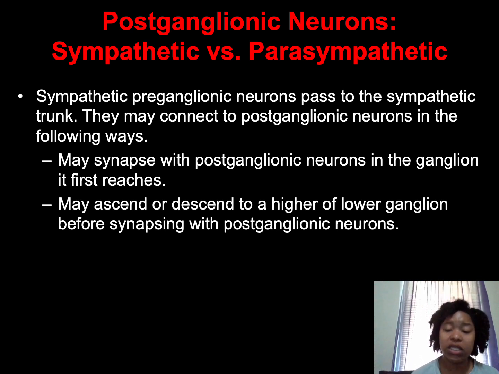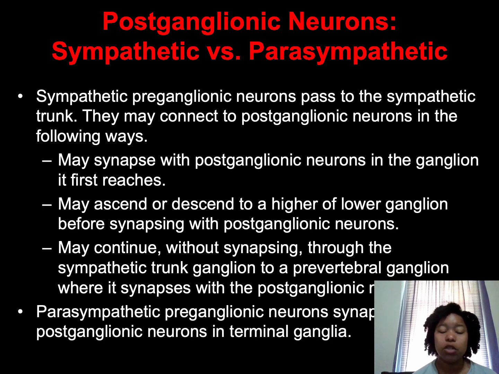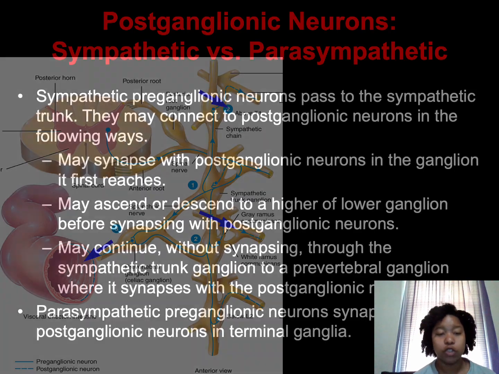It may ascend or descend to a higher or lower ganglion before synapsing with postganglionic neurons. So it doesn't have to happen with the one immediately next to it. It may go up higher or lower in the tract in order to get to the appropriate level of the body. Or it may continue without synapsing through the sympathetic trunk ganglion to a prevertebral ganglion where it synapses with the postganglionic one later on. So parasympathetic preganglionic neurons synapse to postganglionic neurons in terminal ganglia. So that's essentially how you get the action and output that you're looking for.